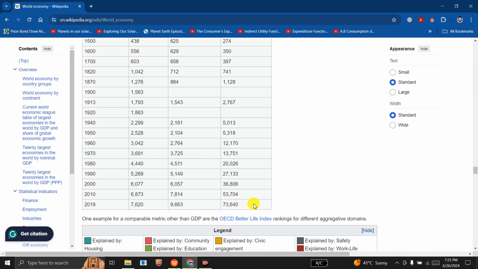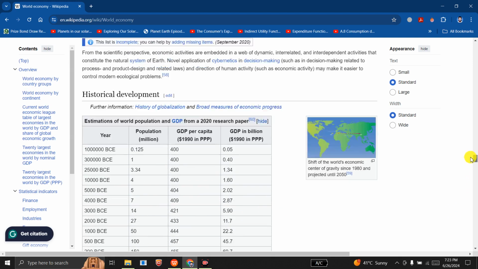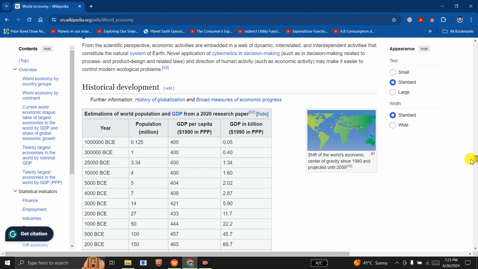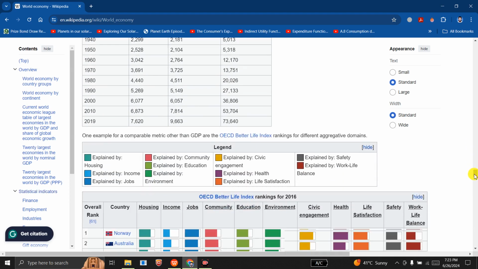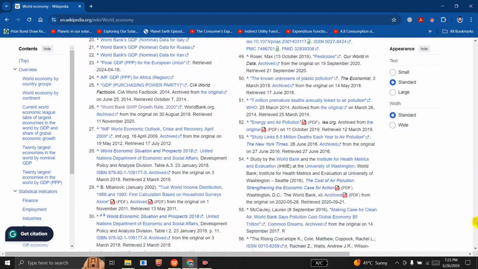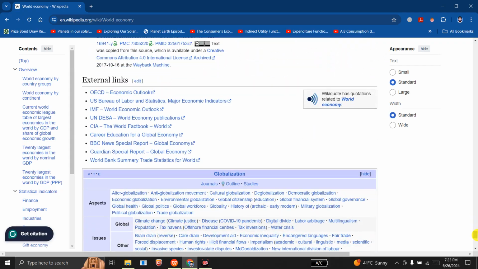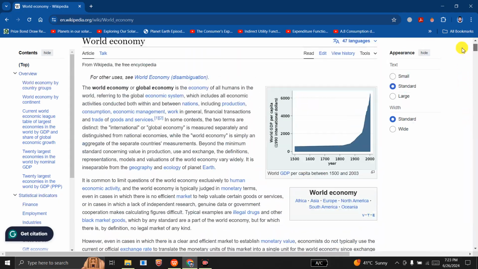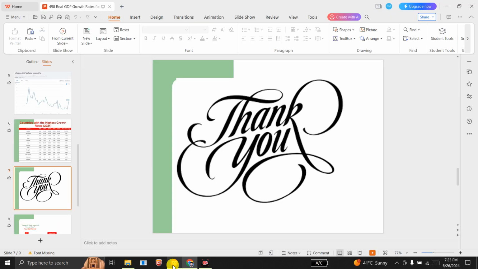This is GNP in million, and this is population, and in the second column we have population in million. In the third column we have GDP per capita using 1990 purchasing power parity, and then the final column shows GDP in billion using 1990 dollars in purchasing power parity. So my dear students, you may go through this, and you can get a good idea regarding economic statistics. So I hope this video was quite helpful for you.